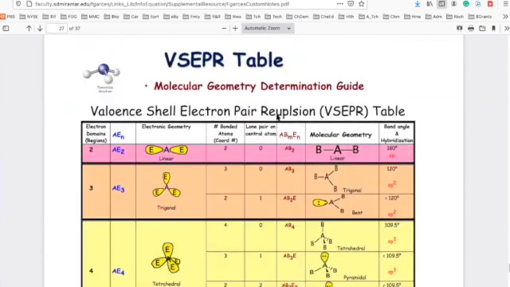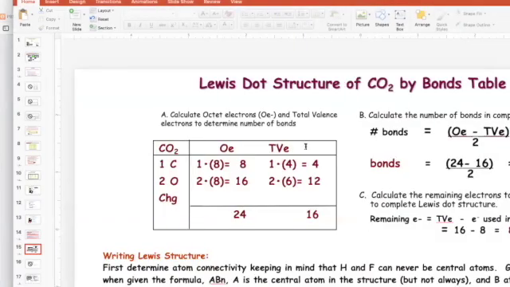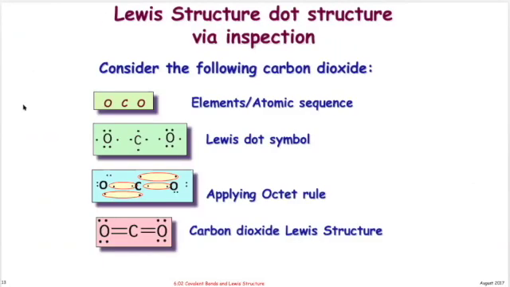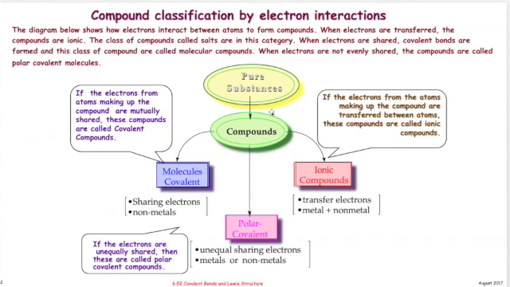This is the key table that you want. We're going to be using this table a lot. So I'm just going to leave it open to this page. In the meantime, let me tell you a little bit about Lewis structures. Like I said, here we have compounds, and in compounds, we can have ionic compounds, where electrons are transferred from one atom to the other.